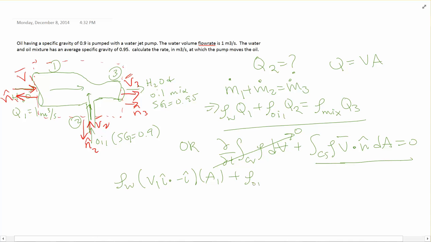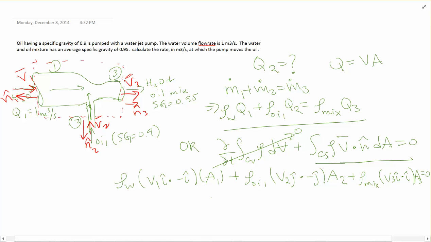So here we're going to have density of the oil times V2, so that'll be V2 J, dotted with N2. N2 is going to be negative J, and then let's just multiply that by A2. And then finally for section 3, we're going to have the density of the mixed fluid times V3, so V3 will be V3 I, and then we're going to dot that with N3, which is just I, and then multiply that by A3. Now that whole thing needs to equal 0.